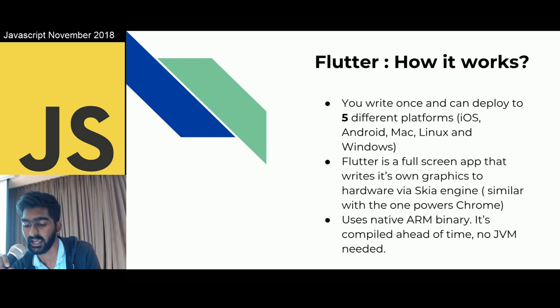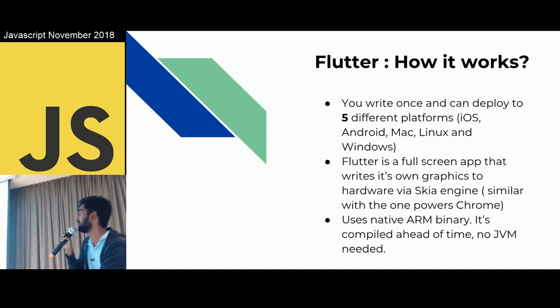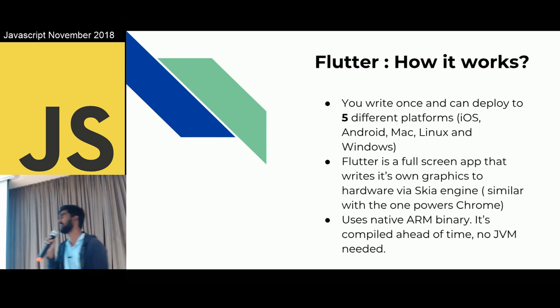And it has its own graphics engine to the hardware, the Skia engine, which is similar to the one Power Scrum uses. I don't know how true it is. They say so, so I believe so. And it uses a native ARM binary. This itself helps a lot in terms of performance. It compiles ahead of time, so you don't need a JVM as well.